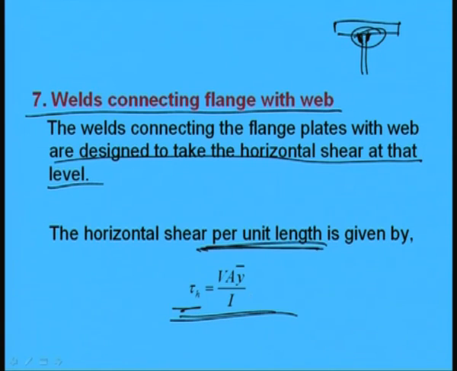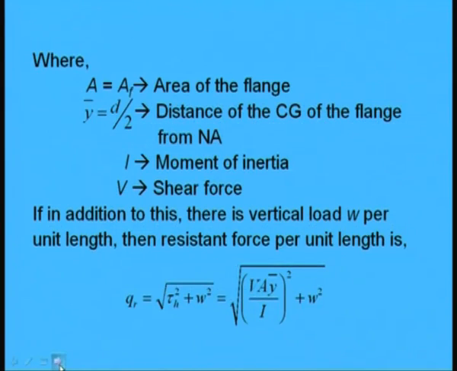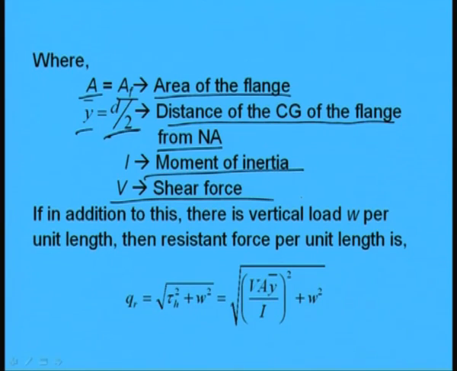So, we can write tau H is equal to V A y bar by I. Now, here A means the area of the flange, AF, and y bar is nothing but d by 2, that is the distance of the CG of the flange from the neutral axis, and I is the moment of inertia and V is the shear force. Shear force means we have to see the maximum shear force, right.